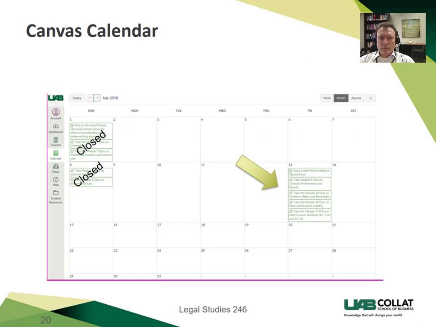Finally, here is the Canvas calendar for July. This is the week of July 9, and of course, we have a variety of things due on Friday night, July 13 at 11:59 p.m., including, most importantly, the second exam, which will have opened the day before. But as you can see, there are a number of other things due on Friday night. Not over the weekend, Friday night. I wish you luck on that second exam.